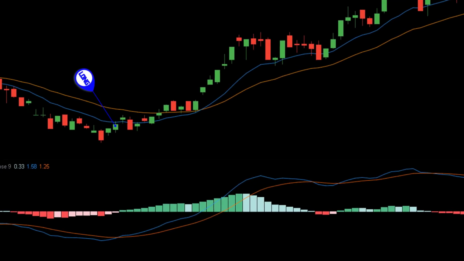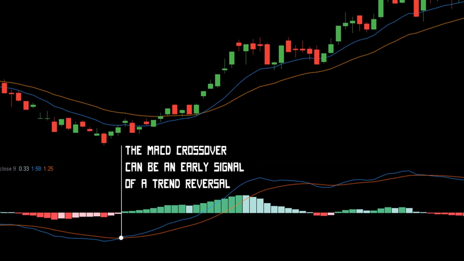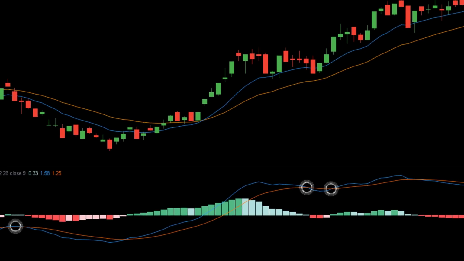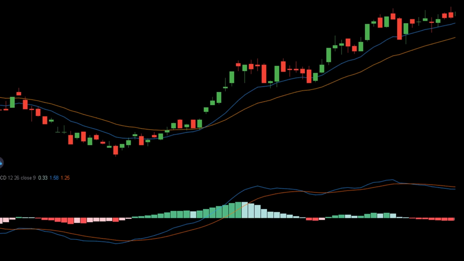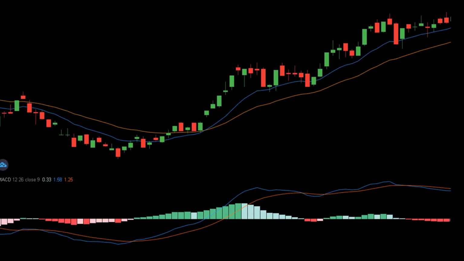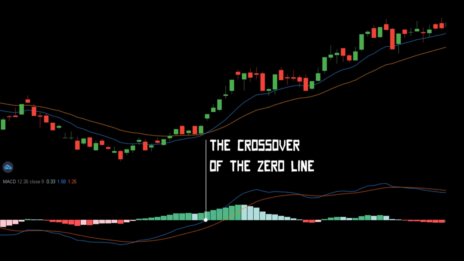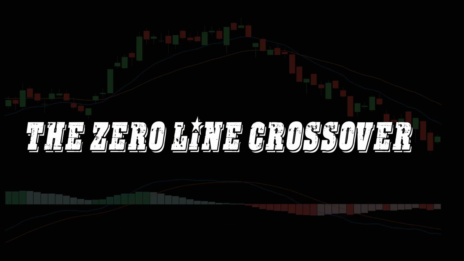Although the MACD crossover can be an early signal of a trend reversal, it also tends to produce more false signals. That's why you should never rely on this crossover alone. Always look for additional confirmation. One widely used confirmation signal is the crossover of the zero line, which brings us to the third application of the MACD, the zero line crossover.